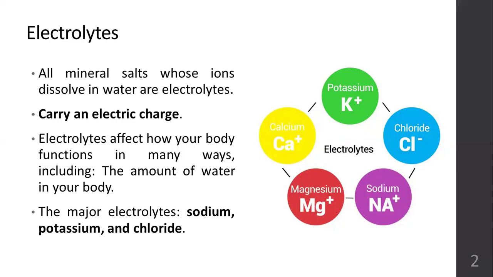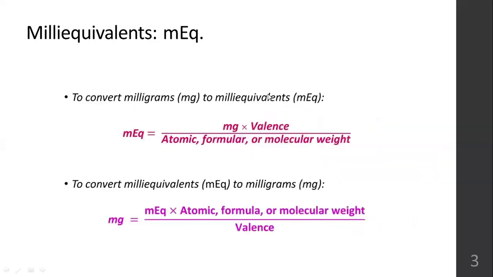You can see in the image given, potassium, calcium, magnesium, and sodium have positively charged ions. Chloride is negatively charged. So they are supposed to dissolve in water and they carry an electric charge. That's what we call mineral salts.